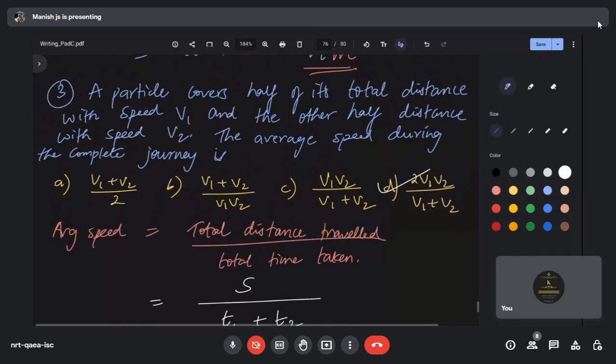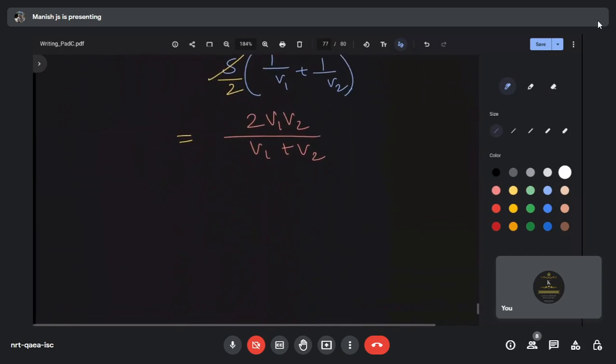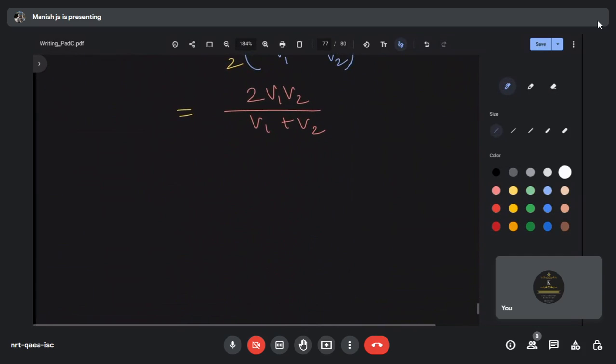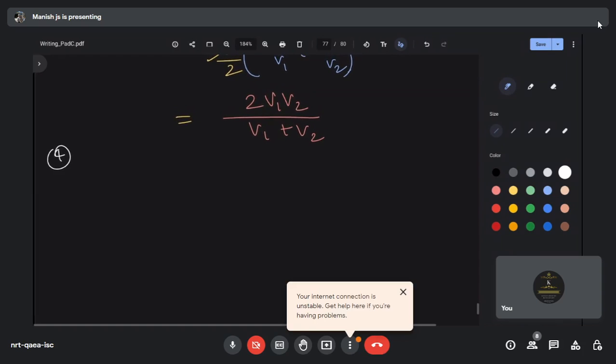Did you understand? So this is the method to approach this type of questions. So we'll see one more model and then move on to the next chapter. Here comes the next question.